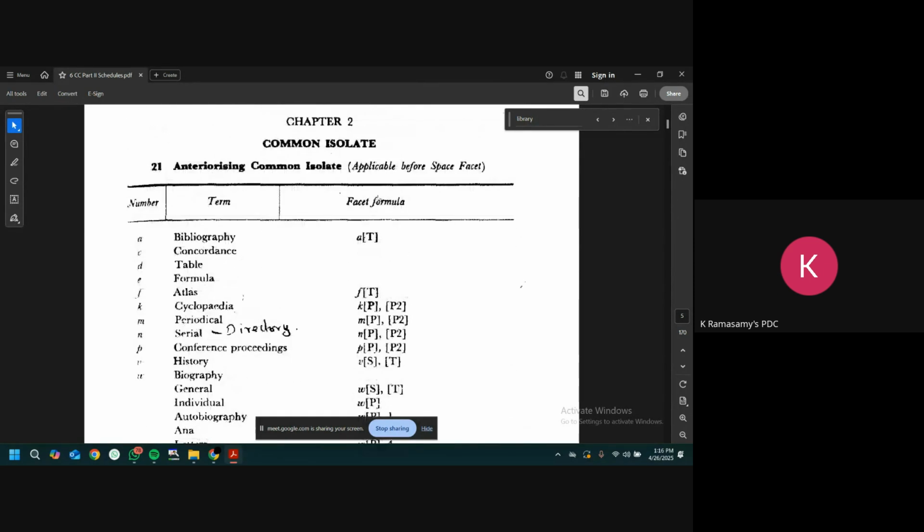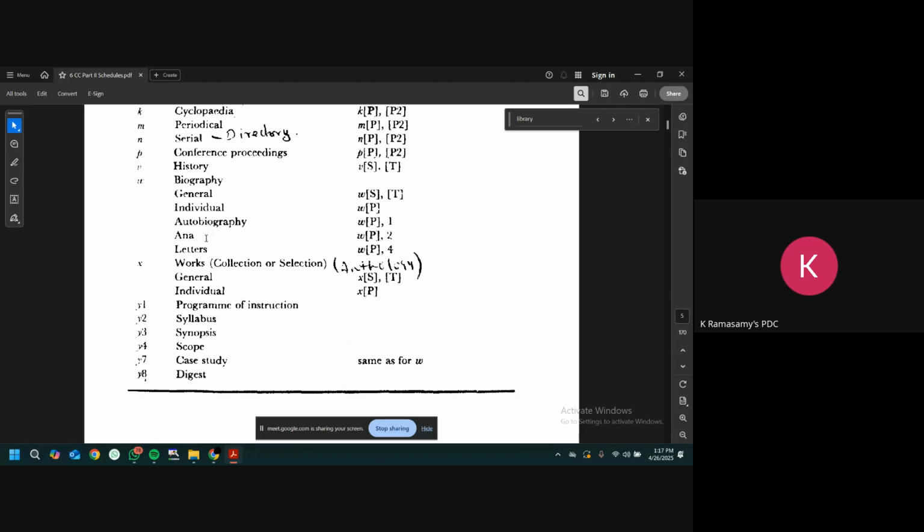For example, you can just come to these common isolates. You can see here on the screen. The biography number is W: general biography W, individual biography W, autobiography W. They can use this W as a number for biographies and autobiographies.